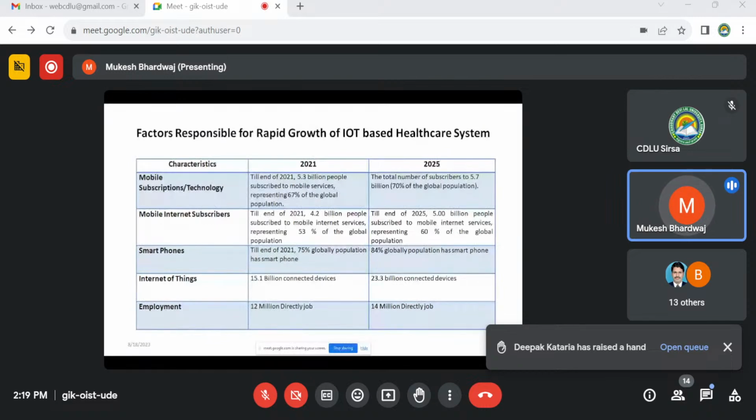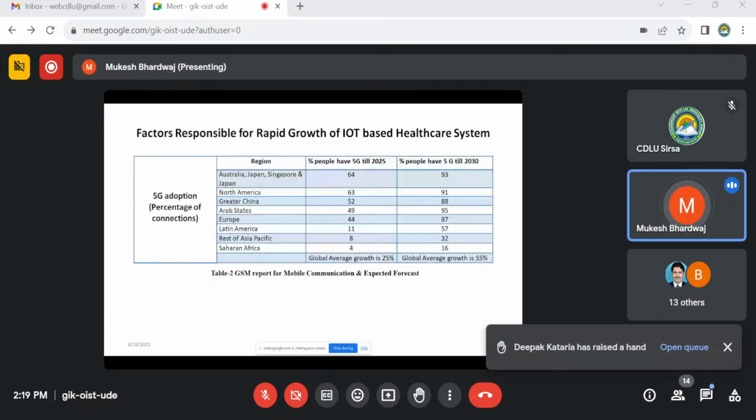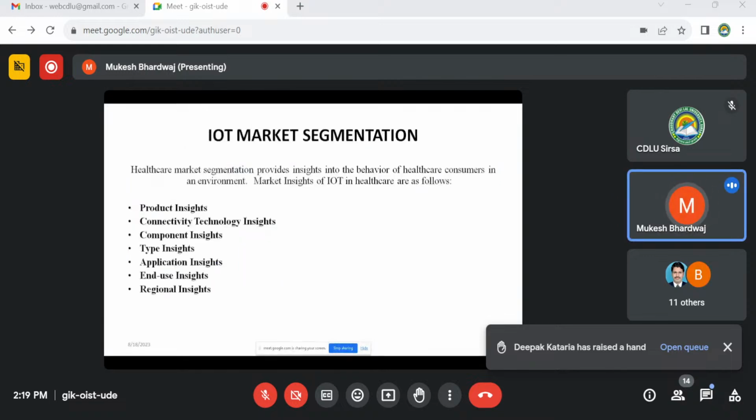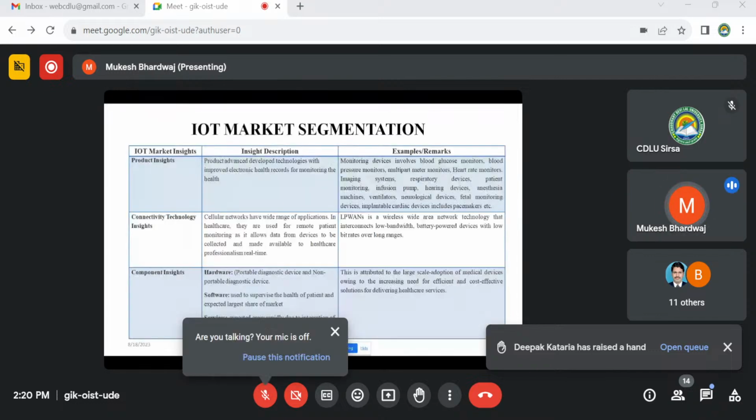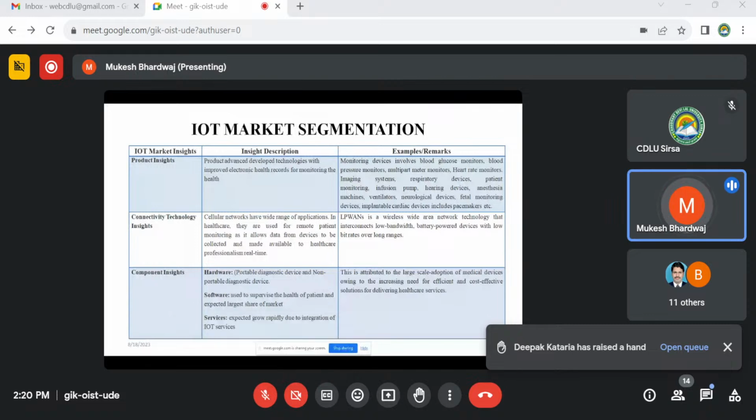Factors responsible for rapid growth of IoT-based healthcare systems: mobile internet, such as smartphones, Internet of Things, and employment. There are lots of opportunities or factors responsible for rapid growth of IoT. This is another table. Next one is IoT market segmentation, product insights, connectivity technology insights. Healthcare market segments provide insight into the behavior of healthcare consumers in an environment. Market insights of IoT in healthcare are as follows. There are lots of points, sir. In IoT market segmentation, I have differentiated IoT market insight, description, example, remarks, and these are all about the IoT market.